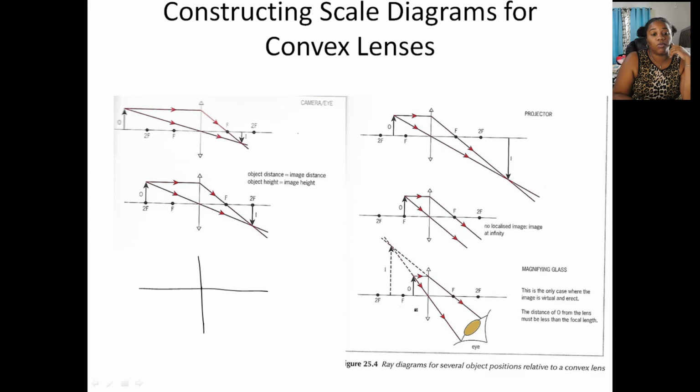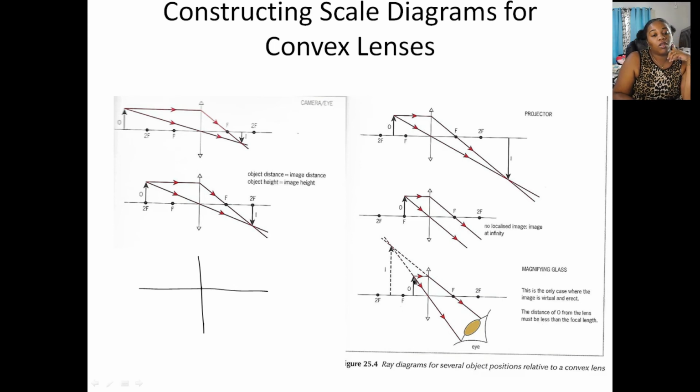And you could try this at home as well. So if you put something between the focal length and the optical center, you're going to get a virtual image. It will be on the same side as the object, larger, and erect, right? This is what you would see with a magnifying glass. This is the only case where the image is virtual and erect. The distance of O from the lens must be less than the focal length.